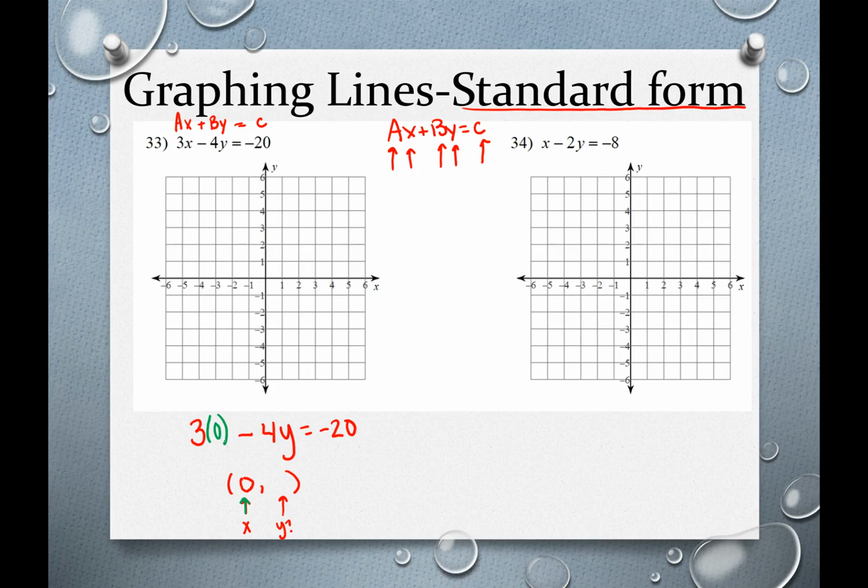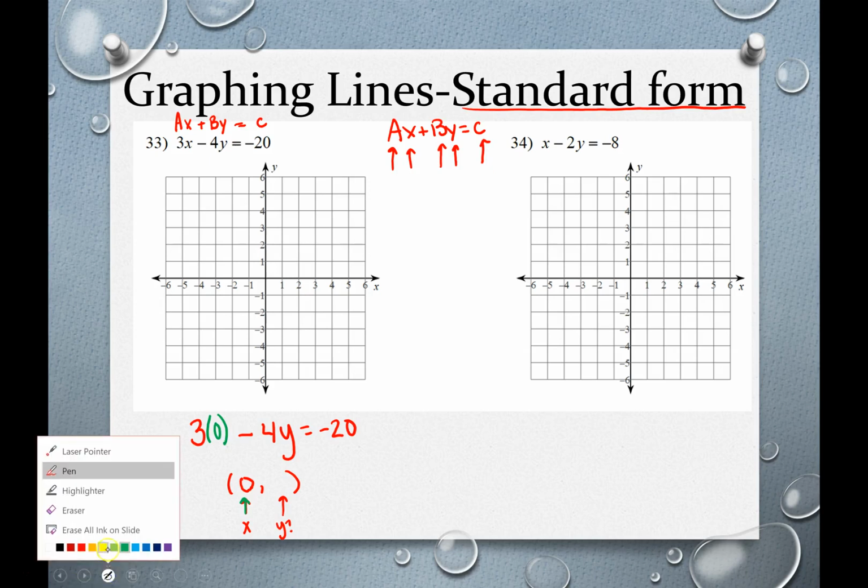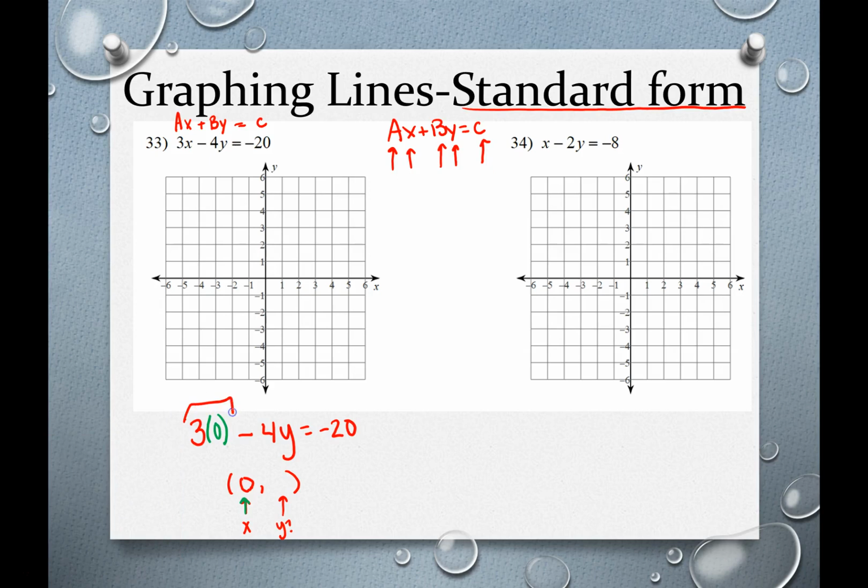Okay, now what happens here? Well, 3 times 0 is what? 3 times 0 is 0. So I'm left with simply -4y equals -20. Because this becomes 0 and it disappears. It's like bye-bye. So I'm just left with -4y equals -20. So I'm going to divide by -4 on both sides. And the -4's cancel, and I'm left with y equals whatever -20 divided by -4 is, and that's just 5. So I've got my first point.